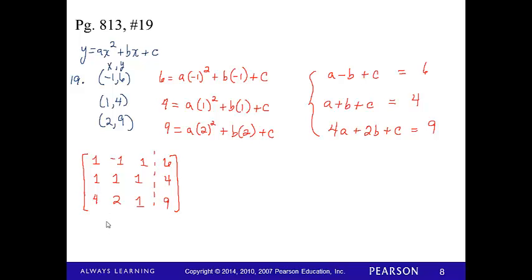So let's go ahead and input this into our calculator. So get inside your matrix menu, scroll all the way over to edit and hit enter. This is a 3 by 4. Let's go ahead and enter these values. Make sure you're hitting enter after each element. So you would start with 1, enter, -1, enter, 1, enter, 6, enter, 1, enter, 1, enter, 1, enter, 4, enter, and so on.